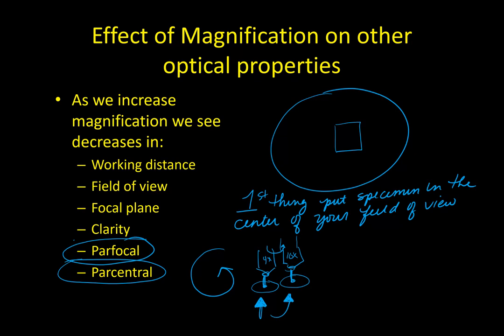Same with the focus. When you put your specimen in focus at the 4x objective, and then you switch over to the 10x, you're not going to have to move it much to get it right back into focus. In fact, you'll use your fine focus knob to put it into focus. You don't even have to touch your coarse adjustment knob because the coarse adjustment would move it way too much. So those are terms that we need to know.